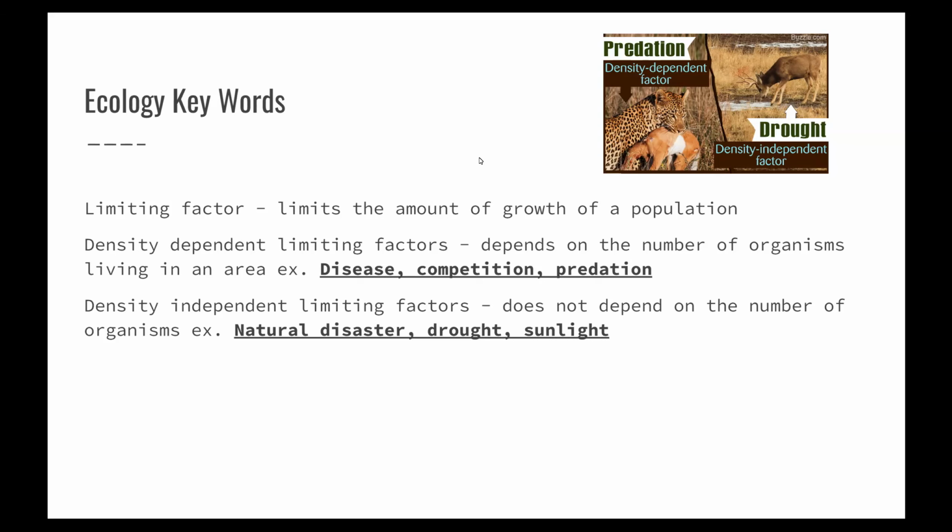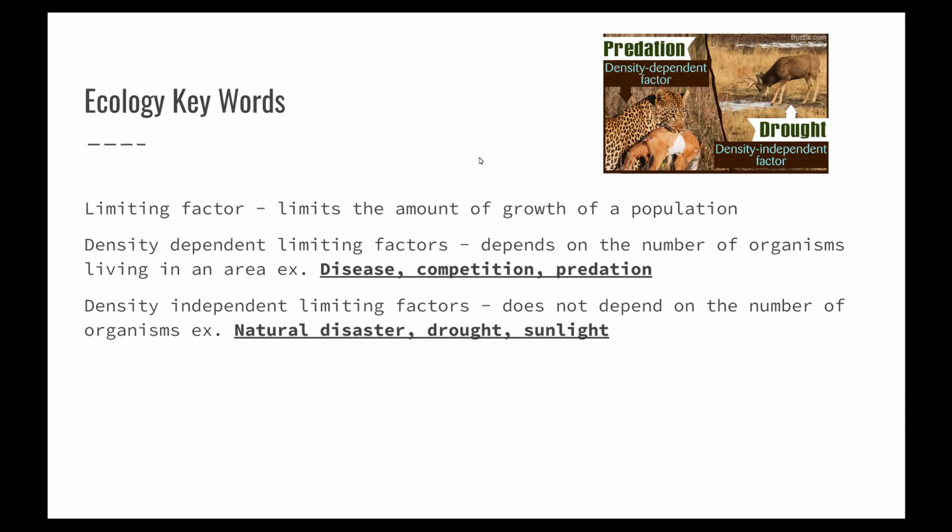One is density-dependent limiting factors, and the density-dependent factors depend on the number of organisms living in an area. So these factors will limit the growth of a population more so if there are a lot of living organisms in that particular ecosystem. So things like disease, competition, and predation. The more organisms there are, the more these factors come into play.